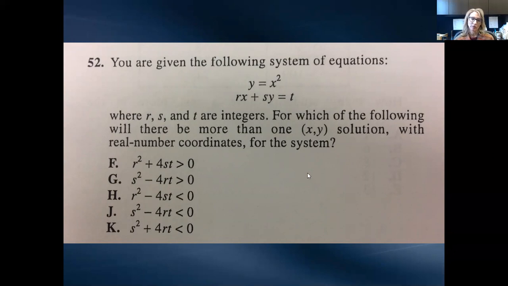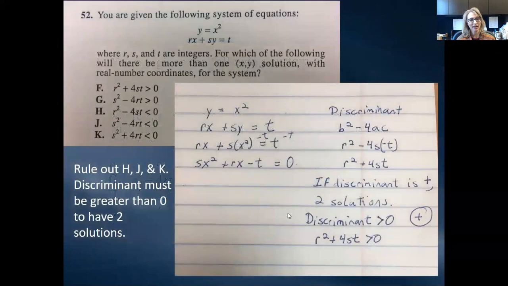And what we're doing, we're looking for the discriminant in this problem. And when it's more than one solution, it has to be positive. The b squared minus 4ac has to be greater than 0. If it asked for one solution, we'd know the discriminant had to be equal to 0. But they say more than one solution, so we know it has to be greater than 0, and that eliminates h, j, and k right off the bat.